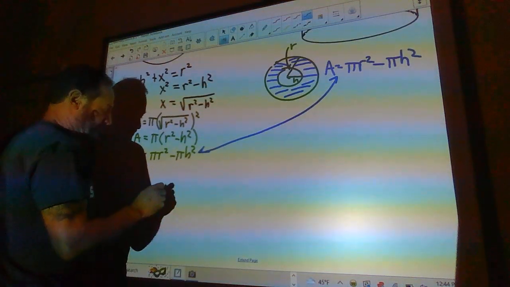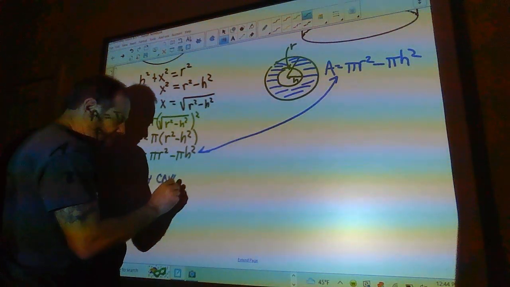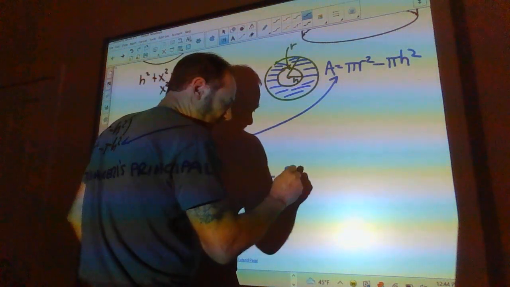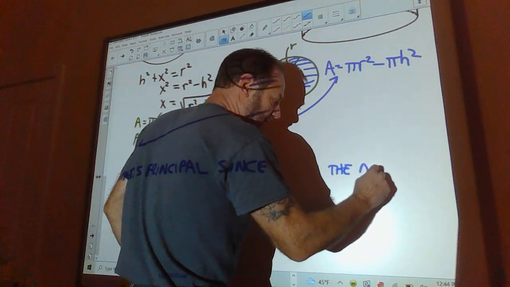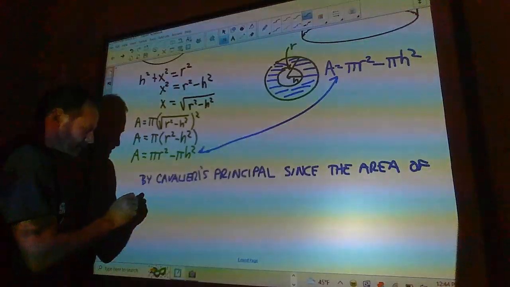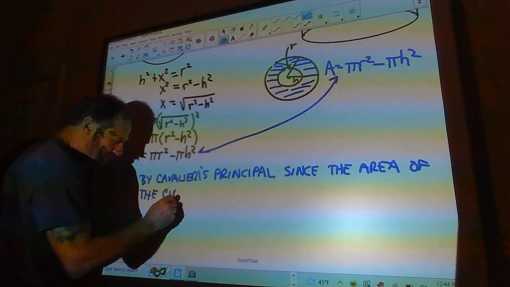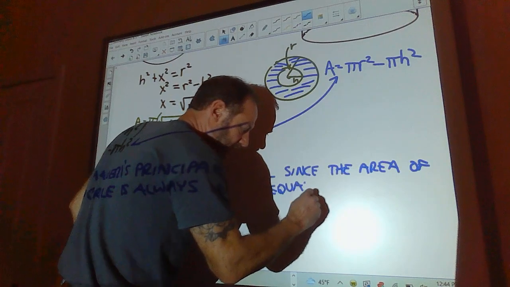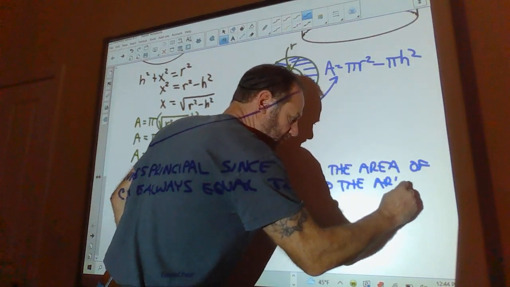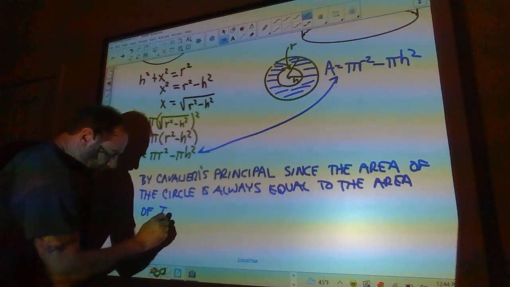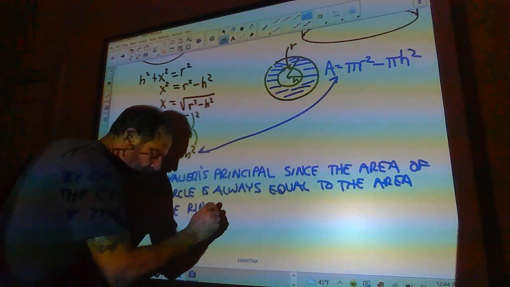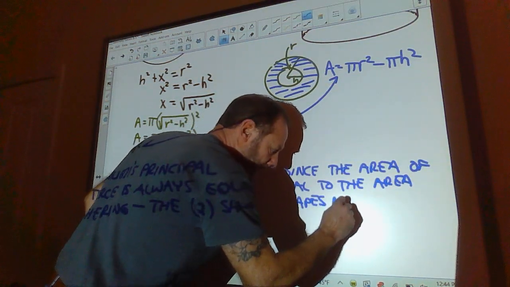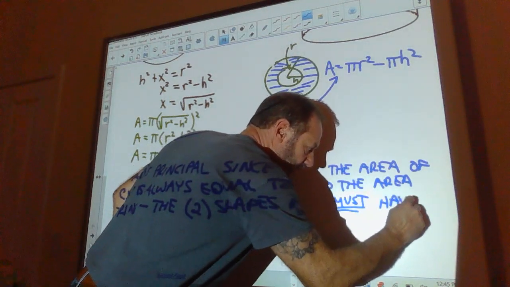So since this is a proof, we need to actually write this. So by Cavalieri's principle, since the area of the circle is always equal to the area of the ring, the two shapes must have the same volume.